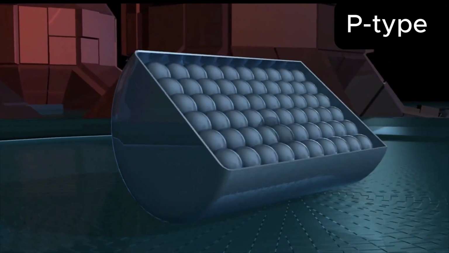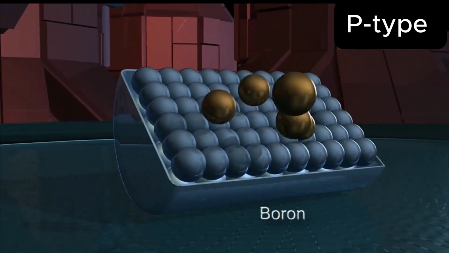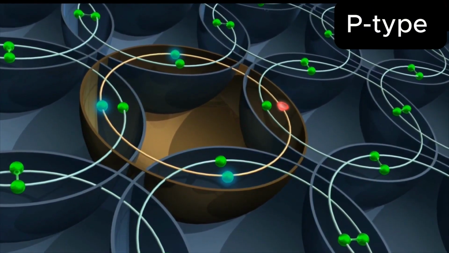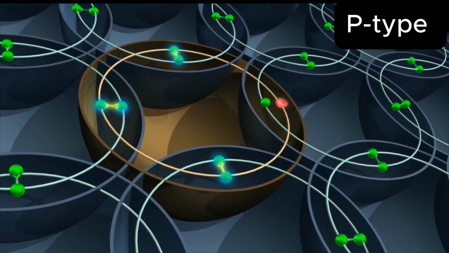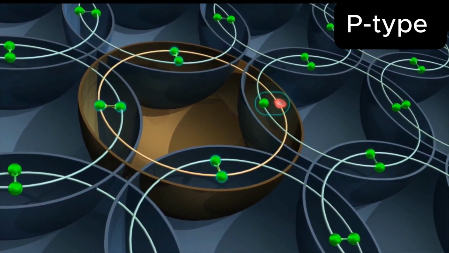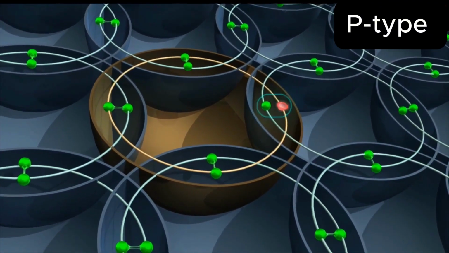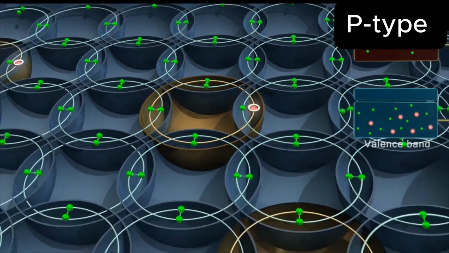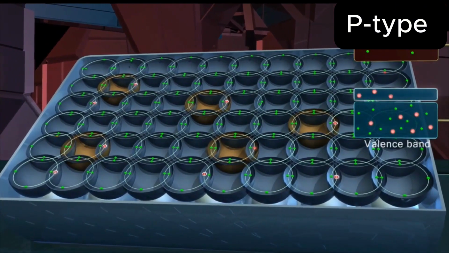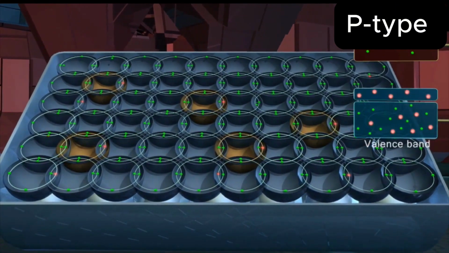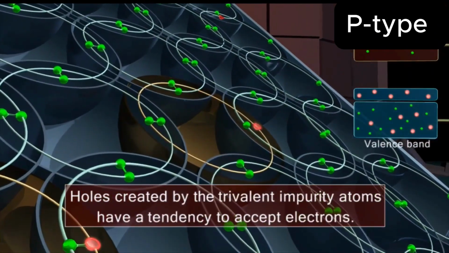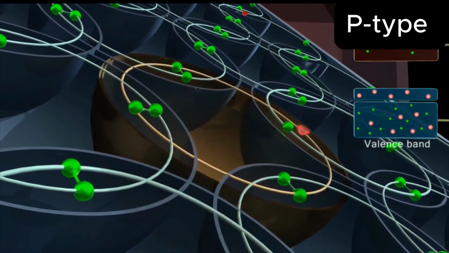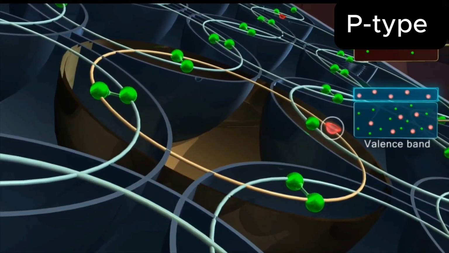Now let us consider that a boron impurity is added to pure silicon. Since the boron atom has 3 valence electrons, 3 covalent bonds will be formed with the 3 neighboring silicon atoms. The 4th covalent bond is incomplete as boron has no valence electron to share with the silicon atom to form the covalent bond. This missing electron is called a hole. Therefore, for each boron atom added, one hole is created.